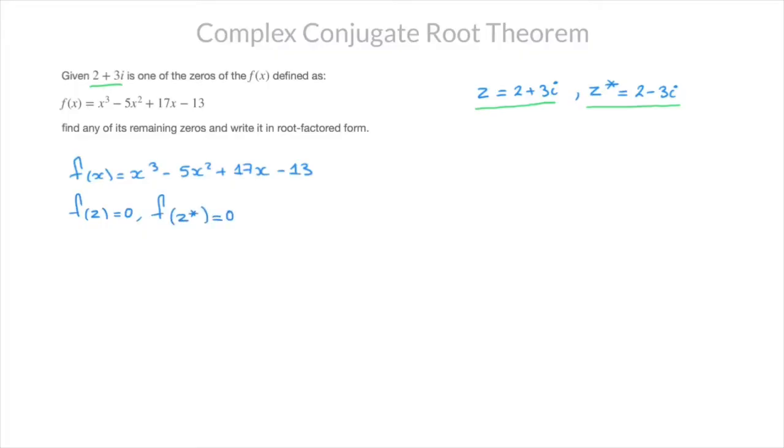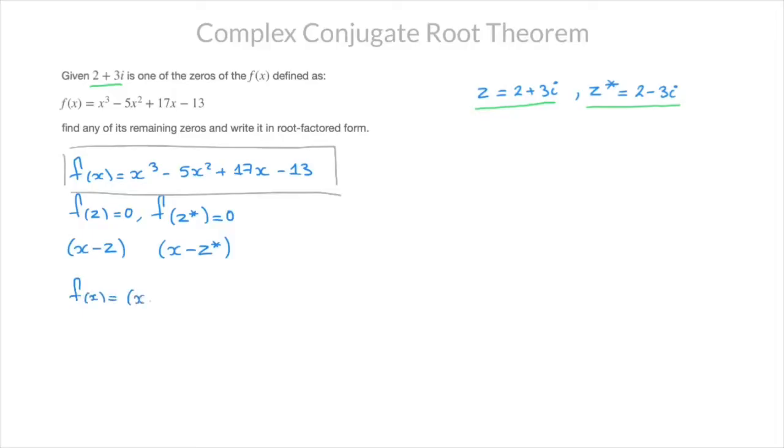But now, if we use the factor theorem for polynomial functions, the fact that z and z star are zeros of this polynomial function tells us that x minus z and x minus z star are both factors of the polynomial function. In other words, we can rewrite our polynomial function, the one I'm boxing in gray right now, in the following way. We can state that f of x equals x minus z times x minus z star times another function, which we'll call q of x.